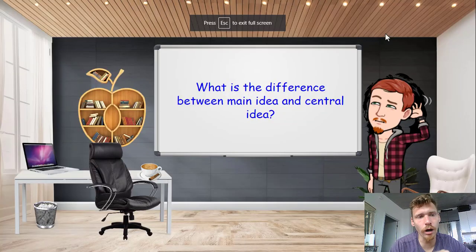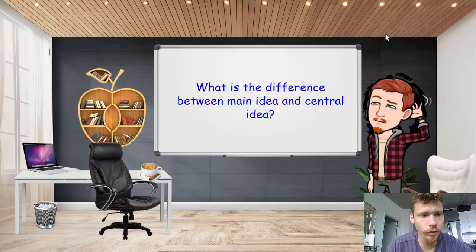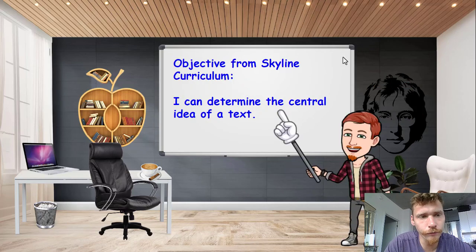So if you are familiar with teaching main idea, you know some good strategies. Those should also work for teaching central idea because main idea and central idea are essentially the same. Here's the objective from the Skyline curriculum. That is, I can determine the central idea of a text. So I'm going to very quickly go over the lesson plan that I'm basing this lesson on, just so we can see where these key components are.